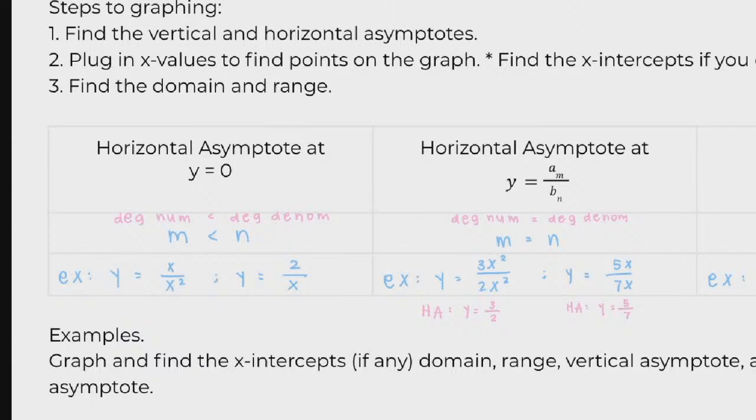So in the examples below, I have y equals 3x squared over 2x squared, so the horizontal asymptote is going to be the ratio of the coefficients, so 3 over 2. And then same with y equals 5x over 7x. Since the degrees are both 1, that means the horizontal asymptote will be at 5 over 7.